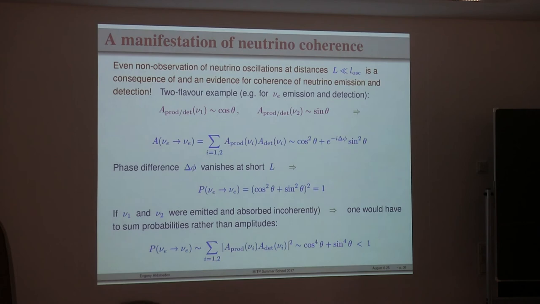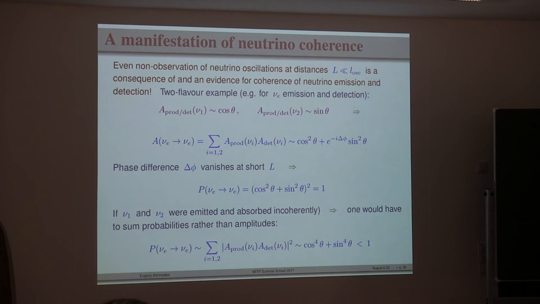Now, if the source and the detector are very close to each other, the phase difference is zero, and then we have cosine squared theta plus sine squared theta, everything squared, and it's one. So the survival probability is one. If we put the detector very close to the source, we don't see any oscillation because the oscillation phase vanishes and we just get one.